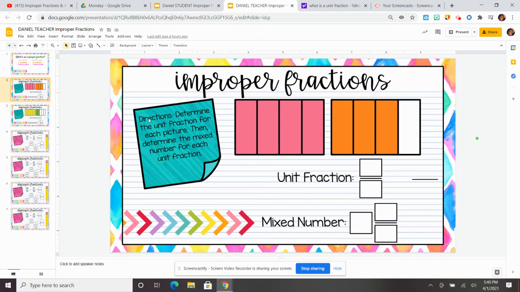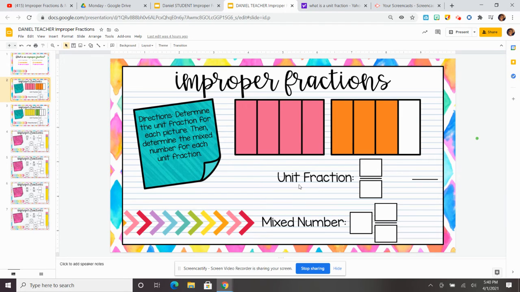All right, so the directions read: determine or figure out the unit fraction for each picture. And unit fractions have 1 as the numerator. You learned that in 3rd grade. Then, that means 2 parts to this. Then, determine or figure out the mixed number for each unit fraction. And we're going to talk about a mixed number fraction in a second.